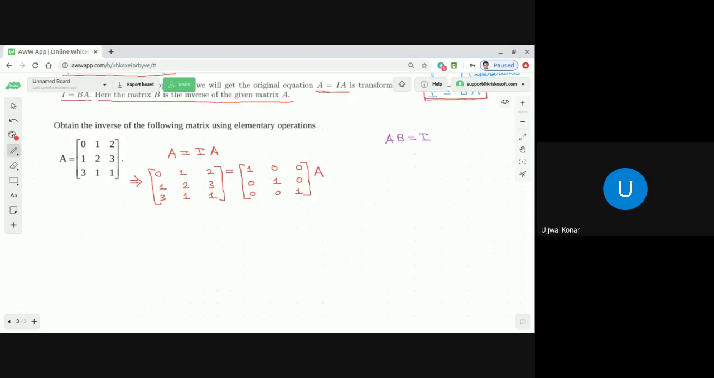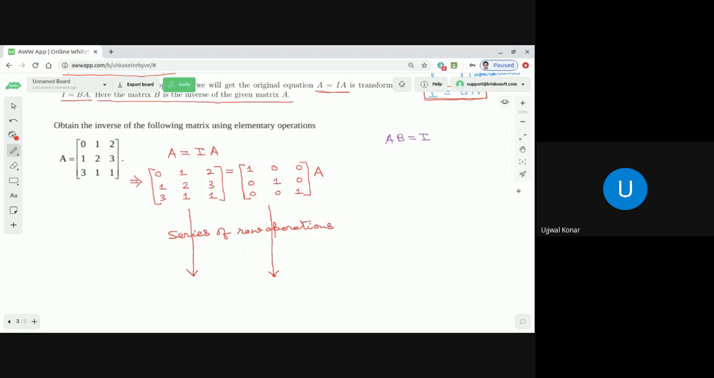Now what we are going to do, dear students? We are going to perform row operations, elementary operations. I have not discussed elementary column operations, but they are similar to row operations. So let me tell you the end result: we are going to perform a long series of row operations.